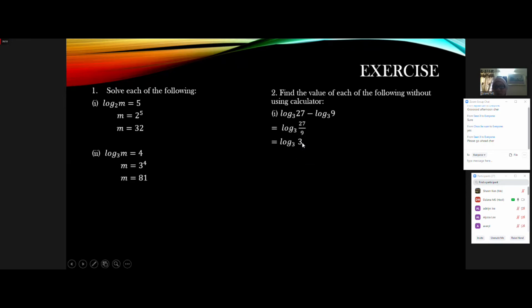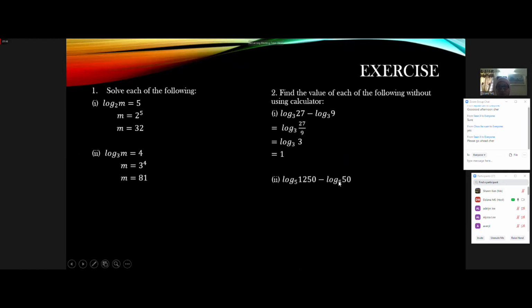So this is another law of logarithm. If the base and the number is the same, it is 1. Okay. You just apply the law of logarithm to find the value of each of the equation. And then you can get the value.